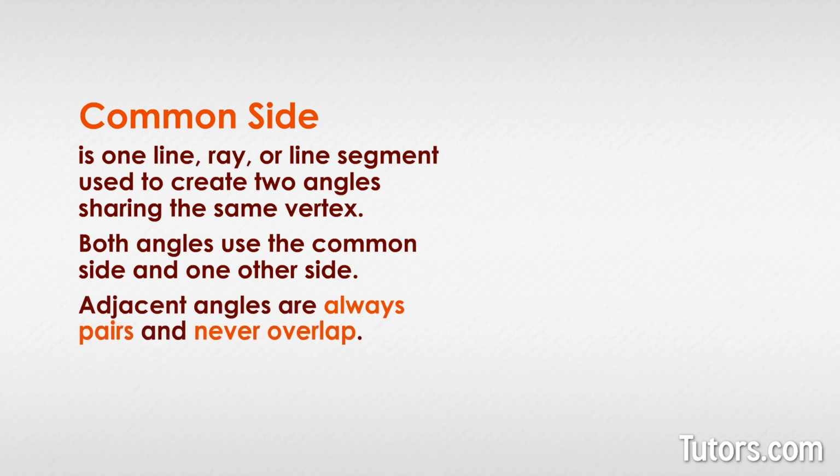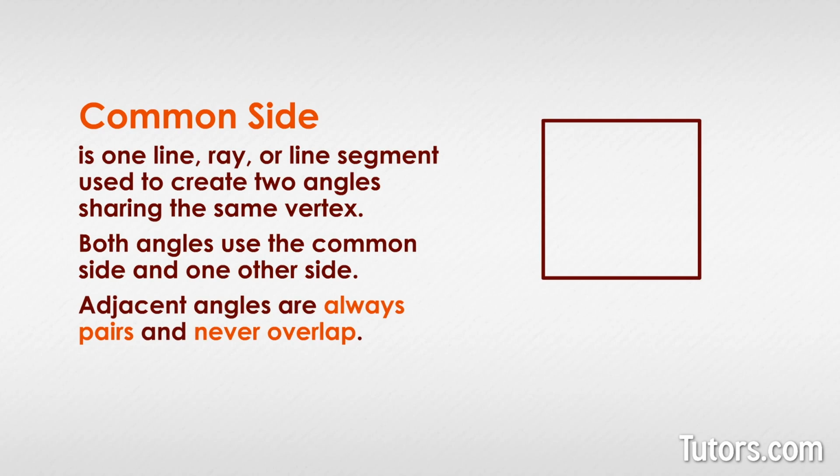Adjacent angles are always pairs and never overlap. Let's see how one vertex of a square can demonstrate adjacent angles. Here we have a simple square, formed by four sides creating four vertices: angle W, angle H, angle I, and angle Z. If we connect point W with point I, we construct diagonal WI.